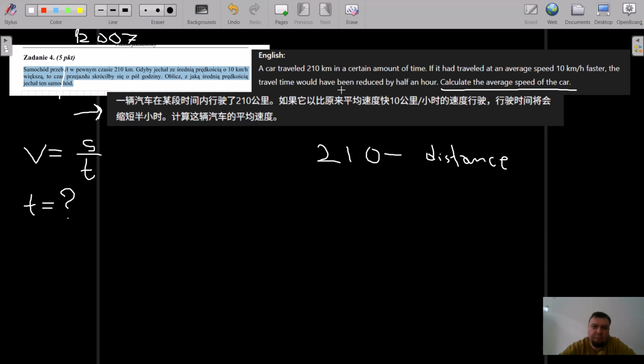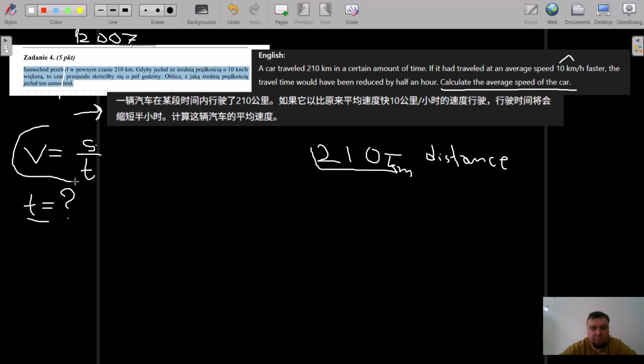So it seems to be difficult because they don't provide much data, right? We don't know much here. We just know the distance, which is s is 210 kilometers. Then we only know that if the speed was 10 kilometers faster. We don't know what the speed is, and we know only partially the time. So we need to do a little bit of mathematical modeling to solve this kind of problem. And first of all, we need to isolate time from this equation.